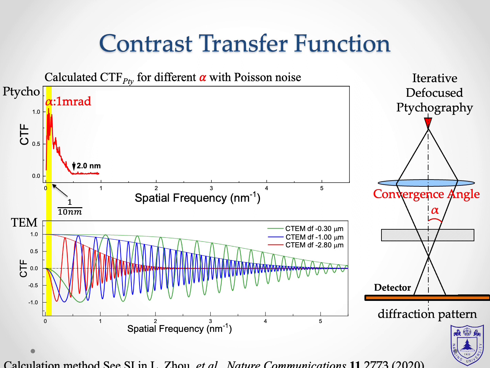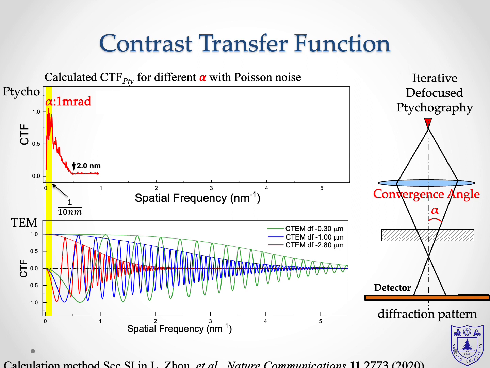In comparison to TEM, we have three take-home messages. Firstly, using a lower converging angle, for example 1 milliradian here, the contrast transfer function can cover a wide range of spatial frequency that is low enough to reveal the overall shape of the viral particles. Secondly, unlike TEM, the ptychography phase CTF does not have a zero crossing in the entire transfer range.